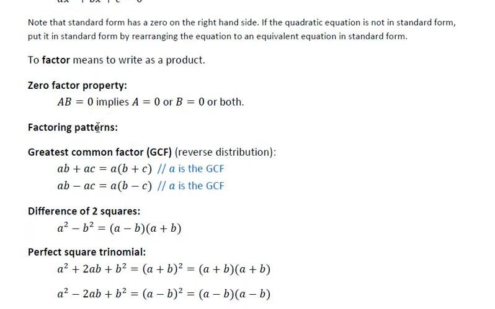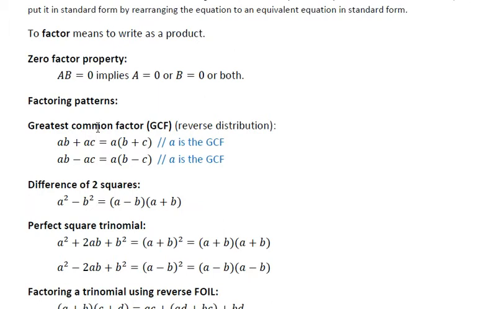We will use some factoring patterns. There are many factoring patterns. The most common ones that we'll focus on here in this tutorial are the greatest common factor. This is reverse distribution. We're taking AB plus AC and factoring out the A, and we see if we distribute back we would get AB plus AC. If we have the minus sign, similarly we factor out the common A and get B minus C. So in this little distribution example here, A is the greatest common factor.